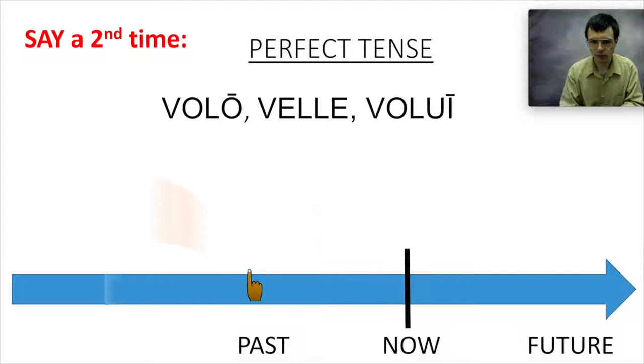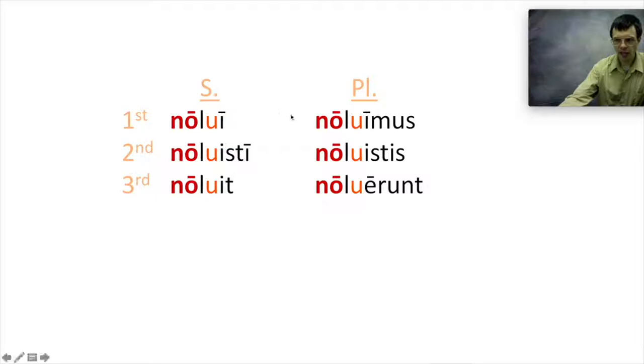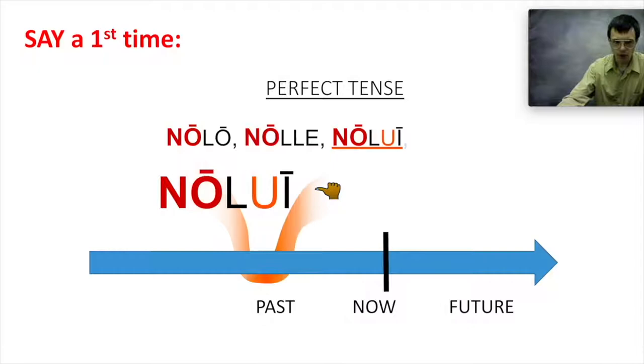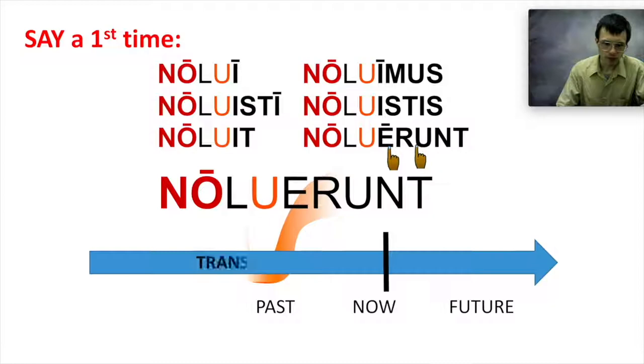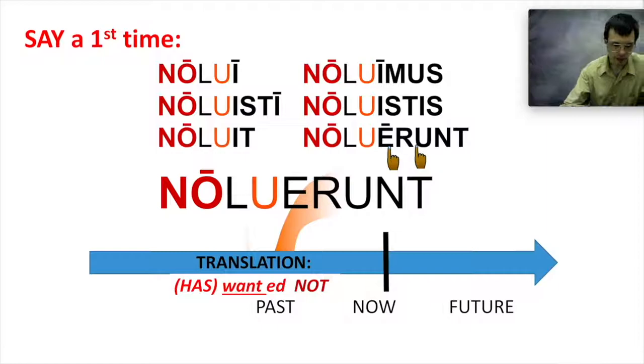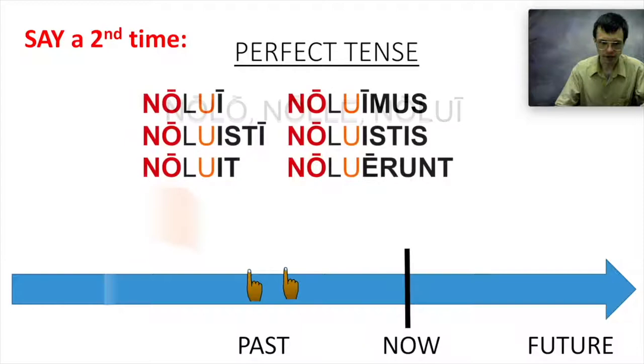All right, and hopefully you said that. And now for didn't want. These are just the same, except the VO becomes an N longo. Okay, so say it a first time. Nolui, noluisti, noluit, noluimus, noluistis, noluerunt. So they didn't want. And the translation is wanted not, or has not wanted, either one of those. Say it again. Nolui, noluisti, noluit, noluimus, noluistis, noluerunt. Alrighty, and hopefully that's what you said.